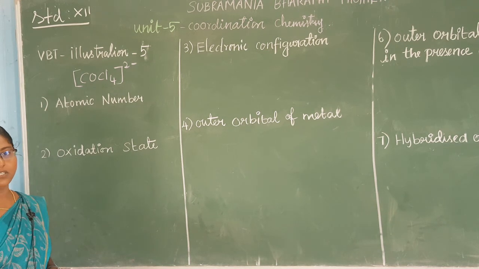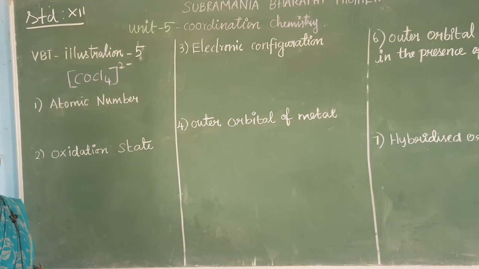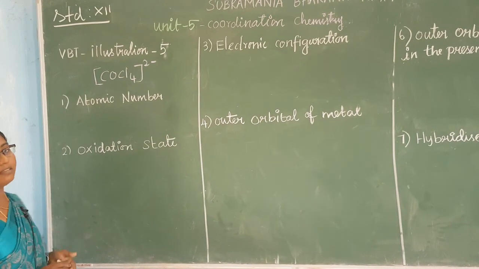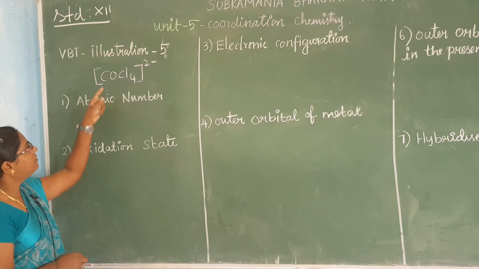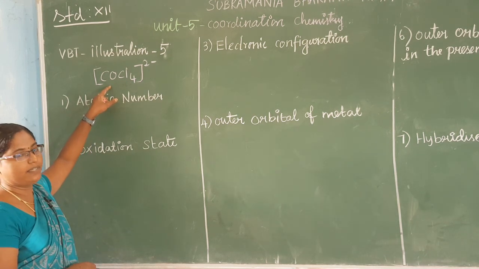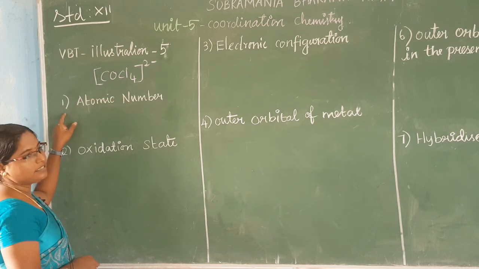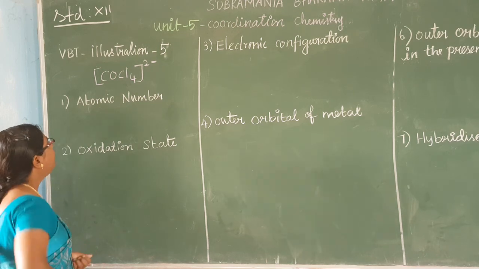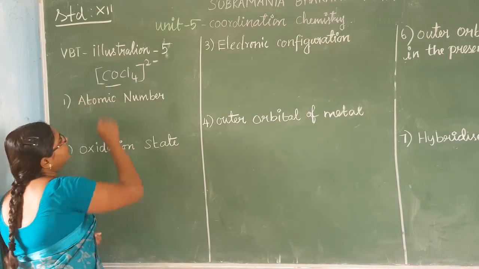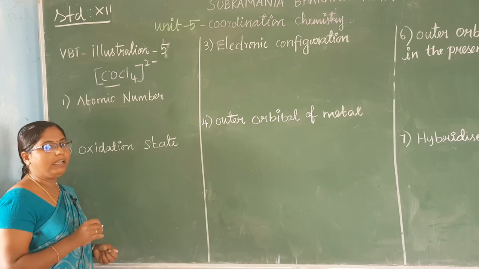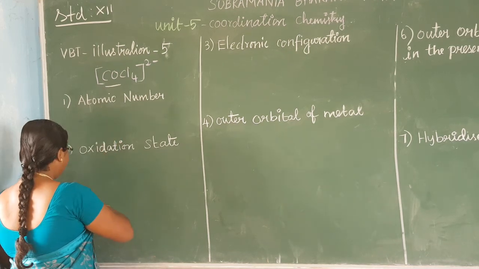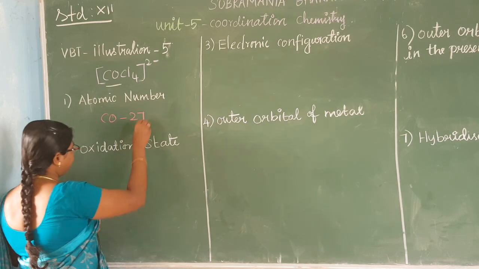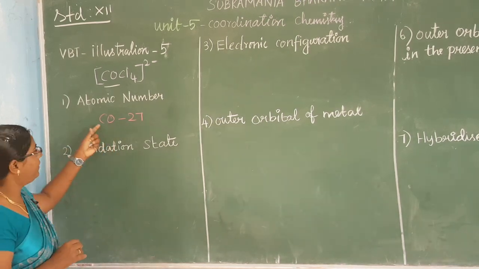Okay, so in this session I am going to teach you the example for valence bond theory. Already we are seeing the examples and this is the fifth example. This is the coordination complex that I have taken here. First step, I have to find out the atomic number of the central metal atom. Here cobalt is the central metal atom. So, the atomic number of cobalt is 27. What is the atomic number of cobalt? 27. In this way we have to do that.